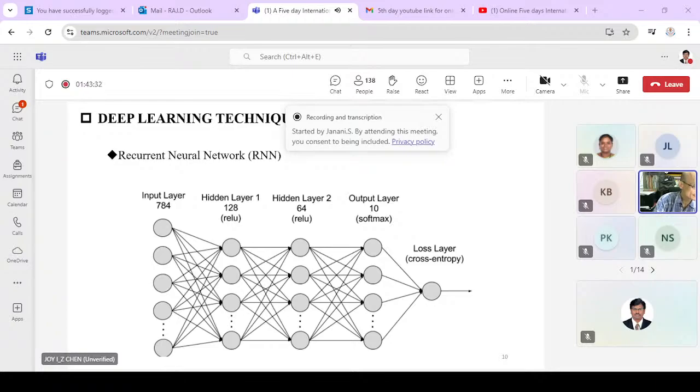Standard recurrent neural networks face the challenge of vanishing gradients, which impede their ability to effectively learn long sequences of data. This is the disadvantage.